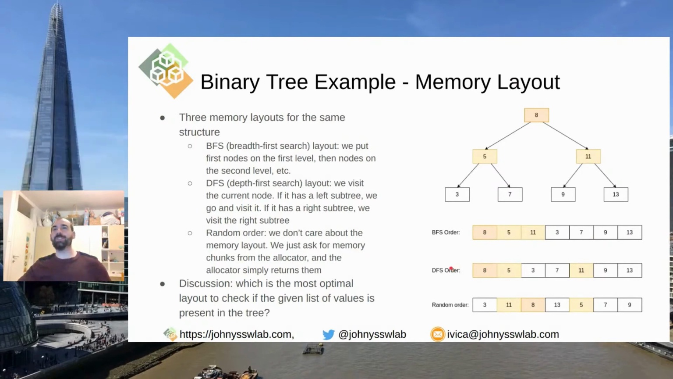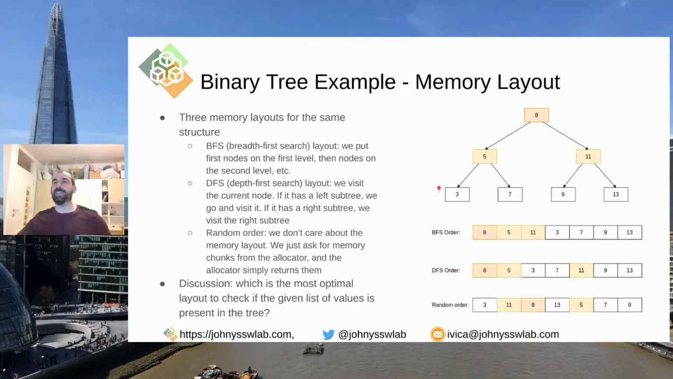Now, the winner is the depth-first search order. And why? Because if you look at what happens here, you're accessing number 8, the root. The left node is always the neighbor in memory. So 5 is a neighbor to 8, and 3 is a neighbor to 5, and 9 is a neighbor to 11. And this actually has a performance implication. So the depth-first search layout is better than the breadth-first search layout. But actually, there is one even better than depth-first search.